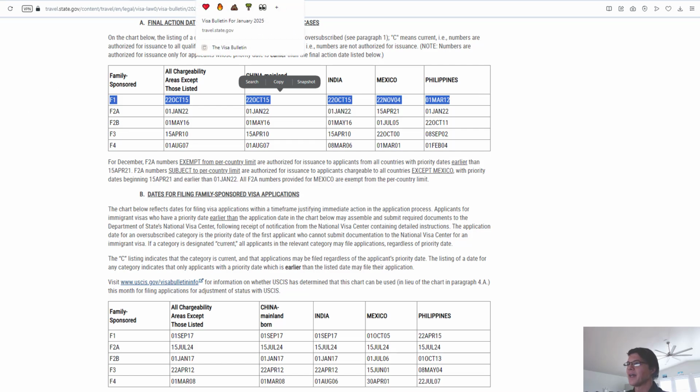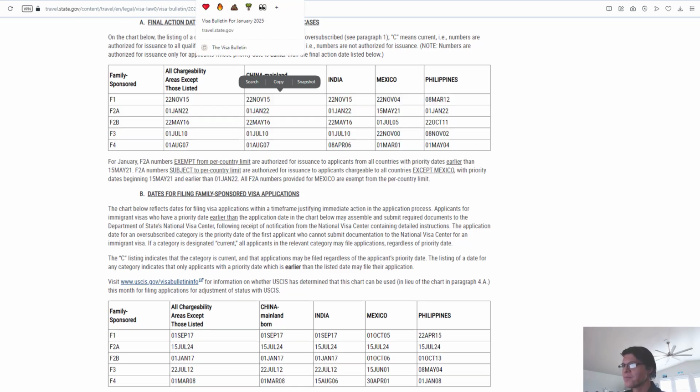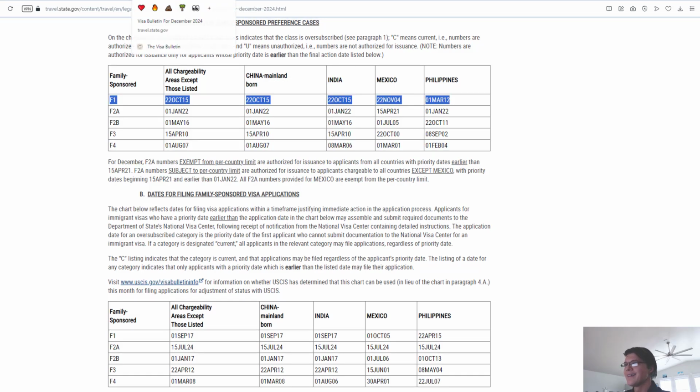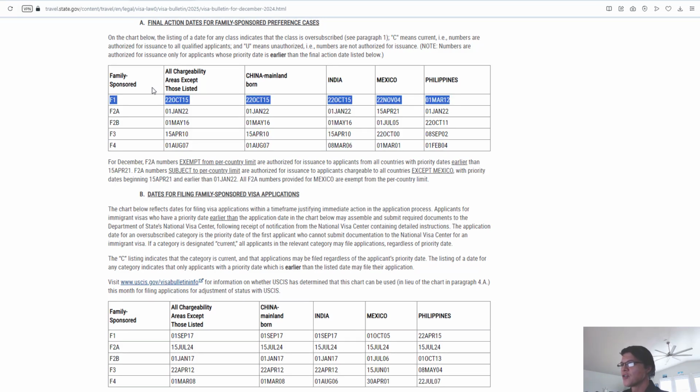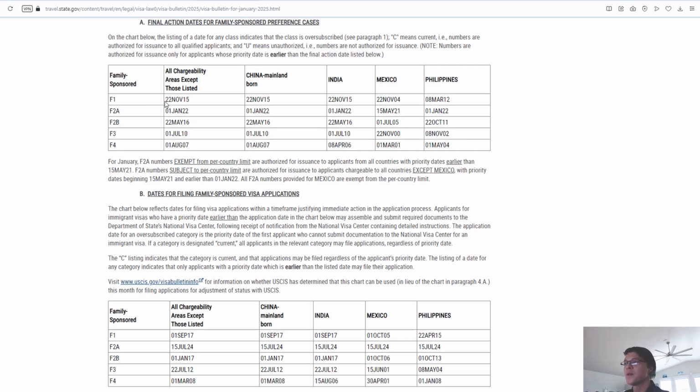All right, let's take a look at January now. And it looks like there is movement, and the movement is forward, which is definitely great news. So for F1 for all chargeability areas, we have from 22nd October 2015 to 22nd November 2015. So that is October to November, so that's one month's movement, which is a normal movement that we would expect, a month every month.